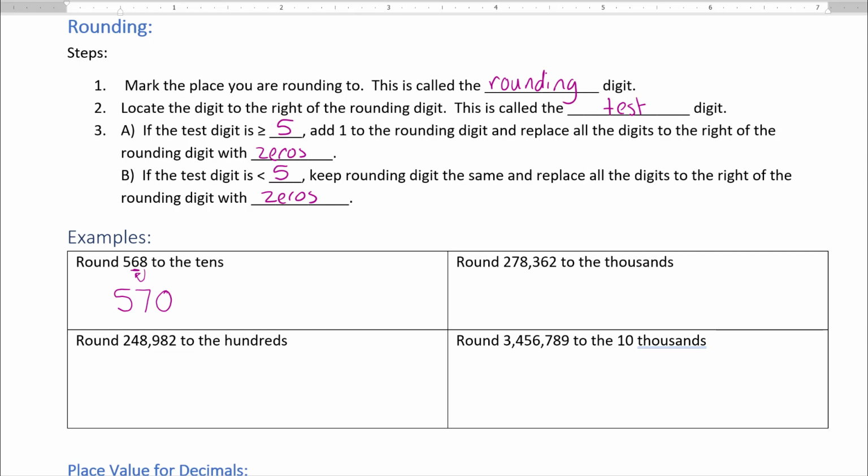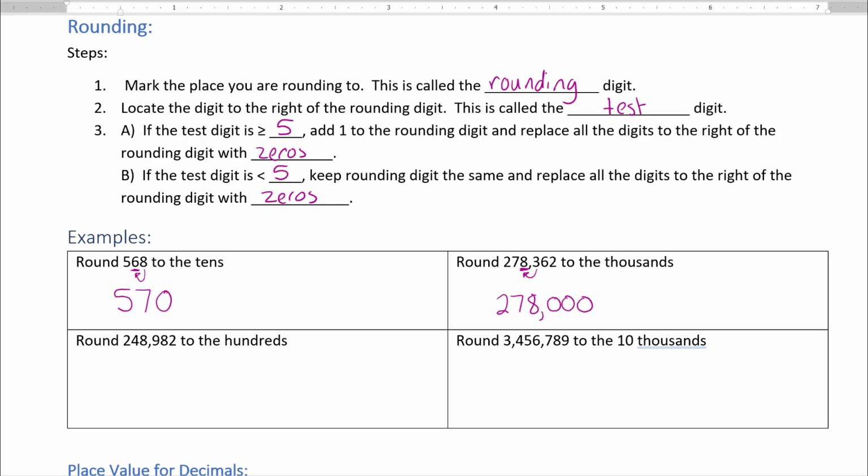Let's do it again. Round 278,362 to the thousands. So we're going to underline the thousands. That's the 8. Then the 3 is the test digit. Now, because 3 is less than 5, that tells the 8 to not change. So we have 278,000, and then everything past the rounding digit is replaced with zeros.